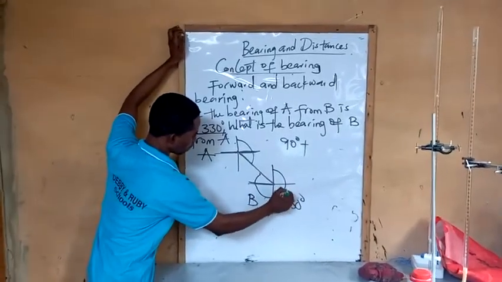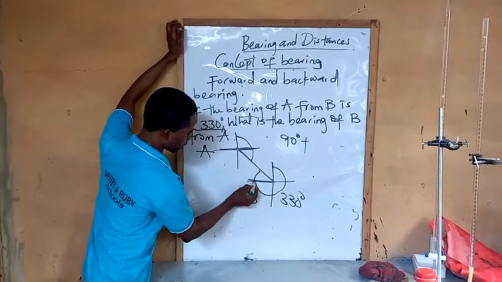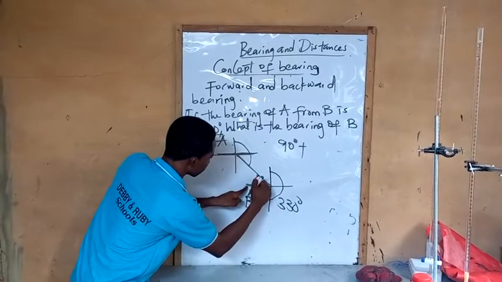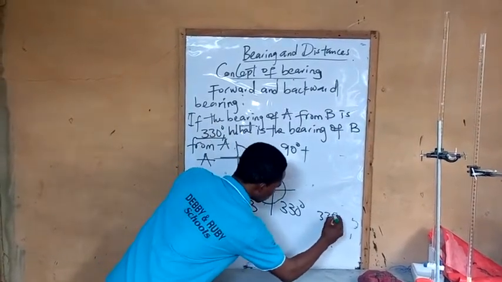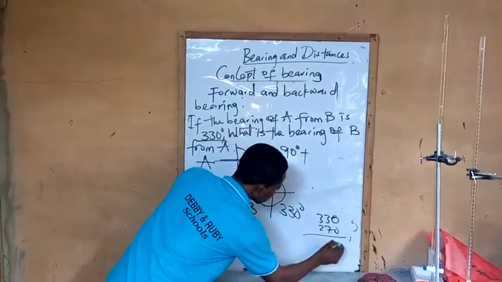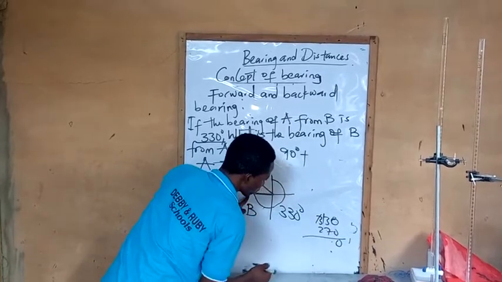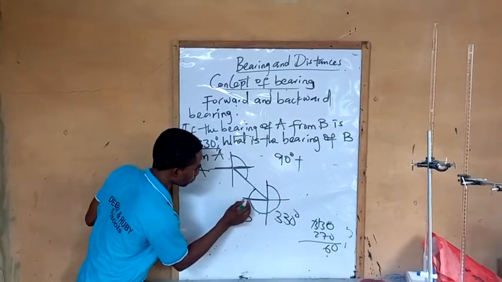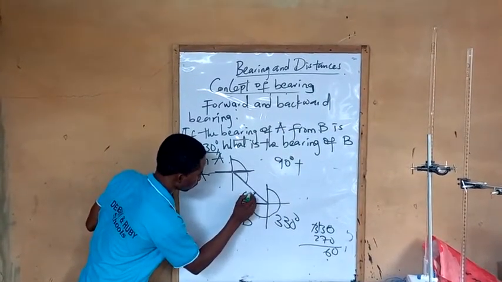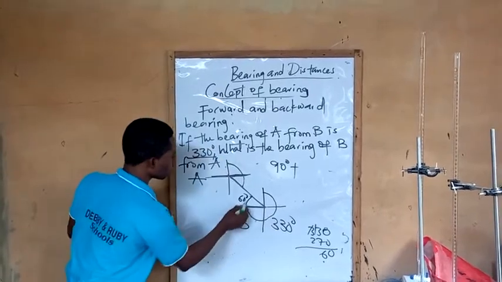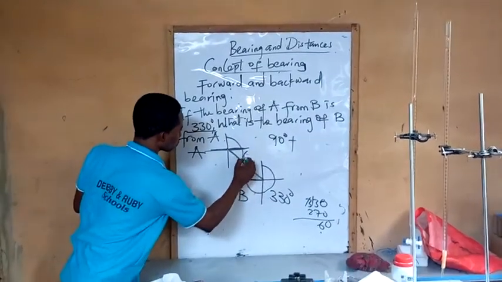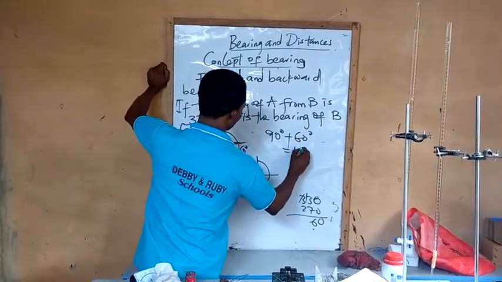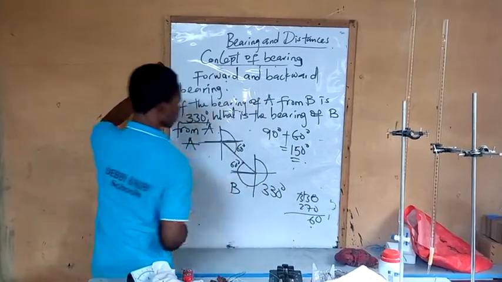And if this place is 180, 270, and everything is 330, let me remove 270 from 330 to know here. That means 330 minus 270: 0 minus 0 is 0, 3 minus 7, borrow, is 6. I get 60. So that means from here is 60. If this place is 60, this place also must be 60. So that means 90 degrees plus 60 degrees equals 150 degrees.